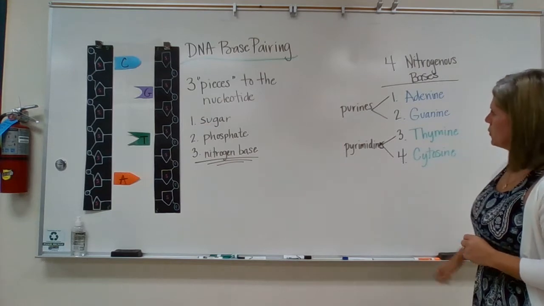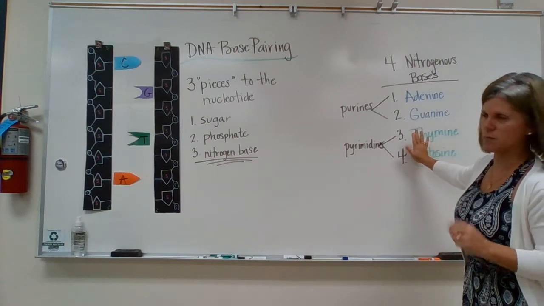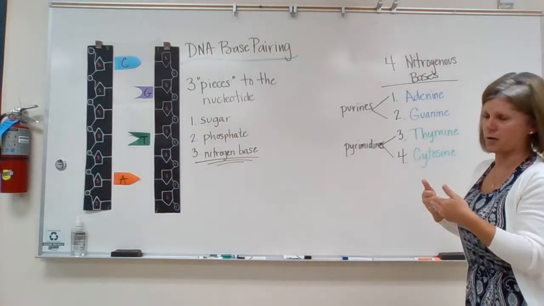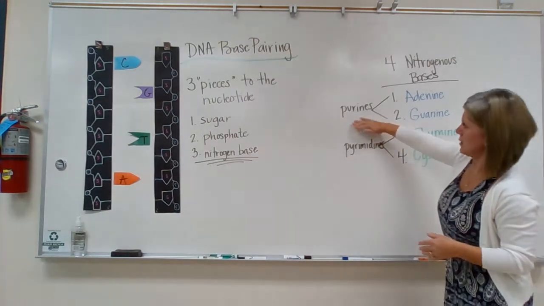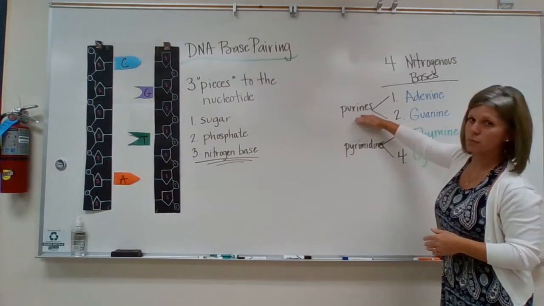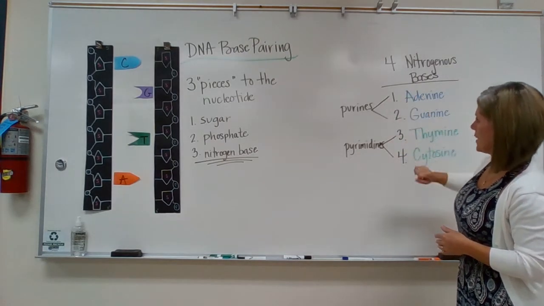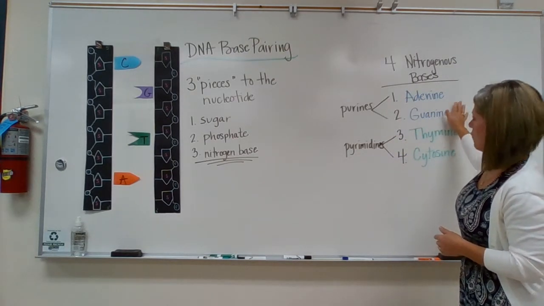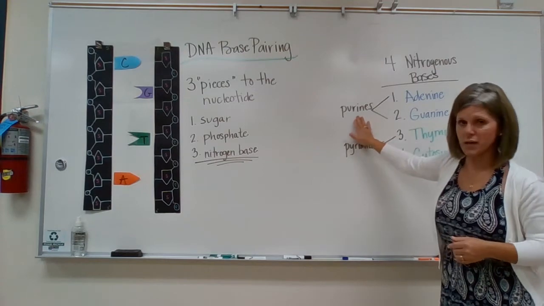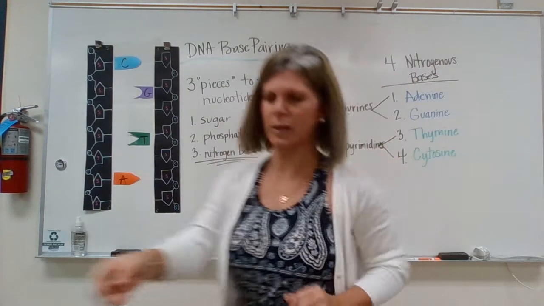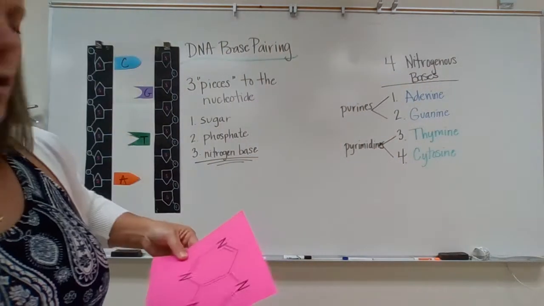And so I want to show you a little something about these four bases before we start working on how they pair together. And that is these two special terms, purines and pyrimidines. These two bases, adenine and guanine, fall under the category of being a purine. And I'm going to show you what that looks like here.